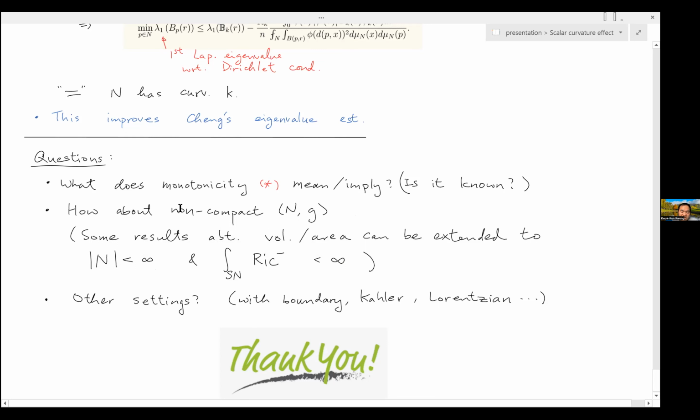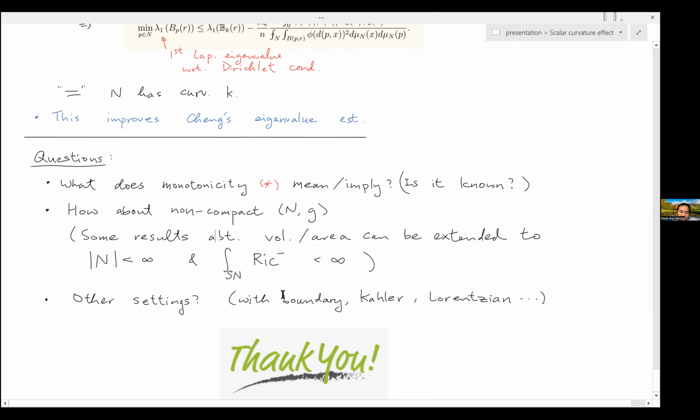But in general, that may be too much of an assumption. And also if the volume is infinite, you have to be very careful about the average. What does it mean by average of the Ricci curvature or the scalar curvature when the volume is infinite? Well, for nice enough manifolds, you can still use a limit to define the average. But in general, you have to be slightly more careful. Some other settings, like with boundary, I don't know.